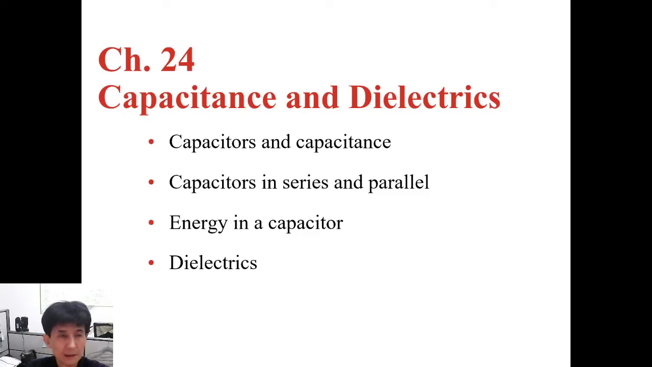Hello everyone. This is chapter 24 and it is about capacitance and dielectric medium, and its interaction with the electric field. The PowerPoint file I have uploaded is revised, so make sure that you have a revised PowerPoint file for this lecture.